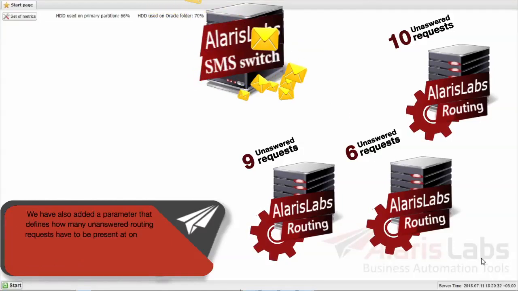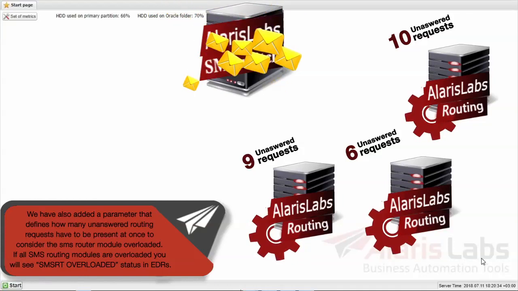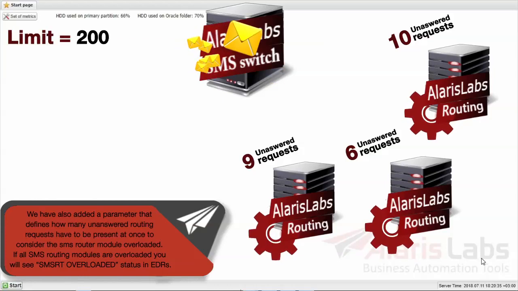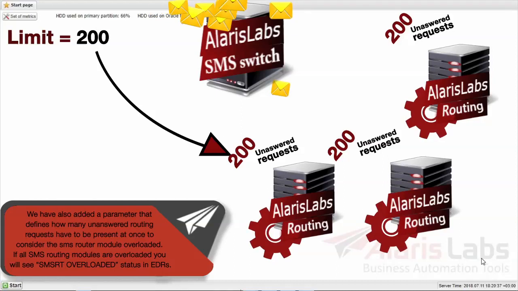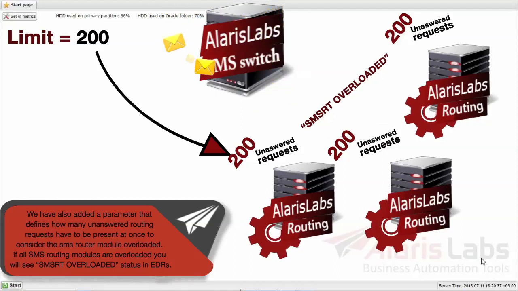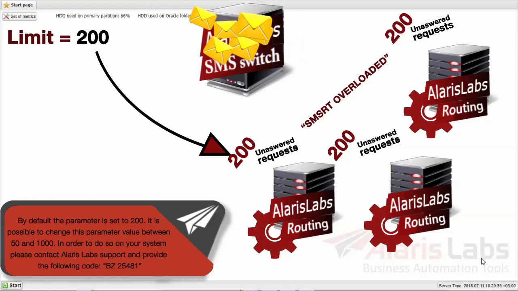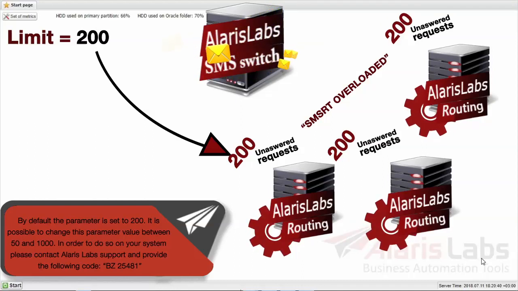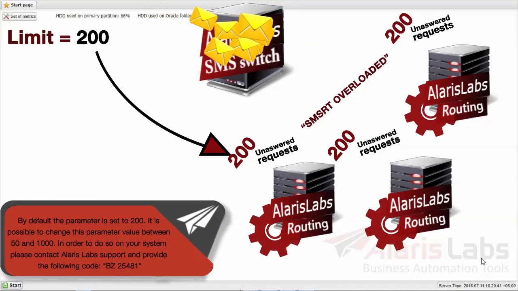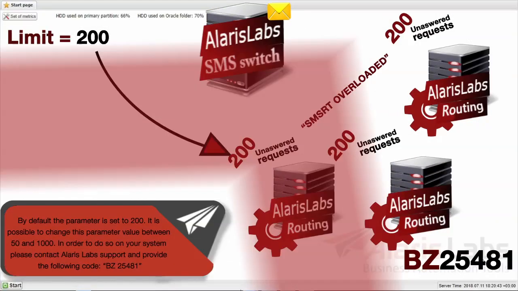We have also added a parameter that defines how many unanswered routing requests have to be present at once to consider the SMS router module overloaded. If all SMS routing modules are overloaded, you will see SMSRT overloaded status in EDRs. By default, the parameter is set to 200. It is possible to change this parameter value between 50 and 1000. In order to do so on your system, please contact Alaris Labs support and provide the following code.